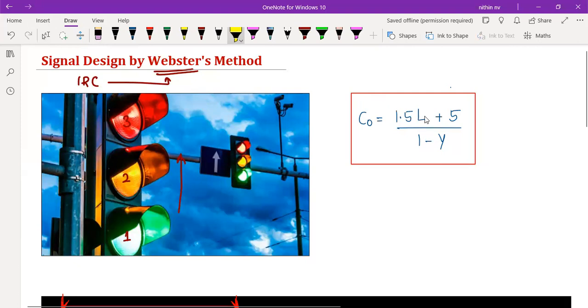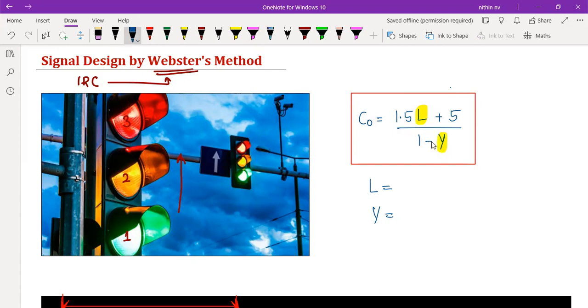Now look here. There are two unknowns in this equation: capital L and capital Y. And there are other coefficients: initially 1.5, one coefficient, then 5, the second coefficient, and then obviously the 1 minus term. So 1.5 will always be constant, 5 is always constant, and 1 is always constant. The values that change in the question will be this L and this capital Y. So we need to find how much capital Y and L are, and substitute them in this equation.